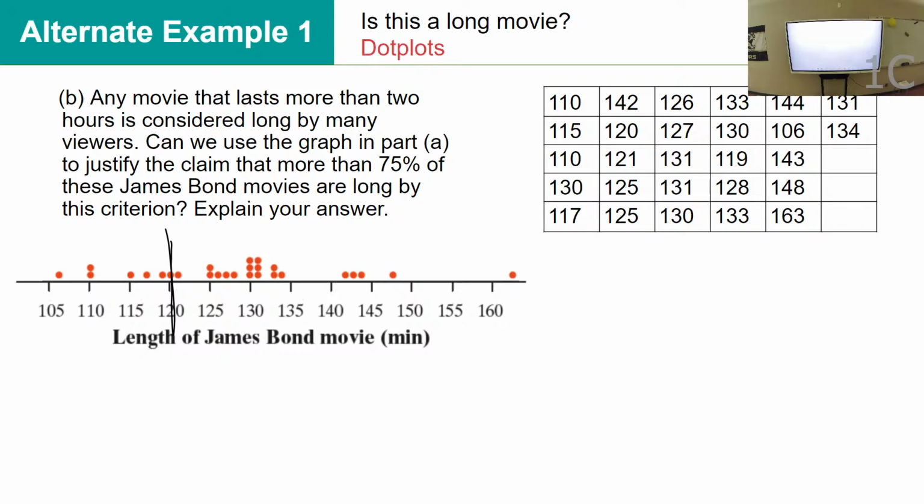You can count all of those dots, or you can count these dots. And I'd probably count these dots because there's less of them. 1, 2, 3, 4, 5, 6, 7 of them, including the 120. It's supposed to last over 120. So there's 7 of them that last 120. That must mean that what? If there's 27 of them, then there are 20 over 120, right? So 20 over 120 out of 27.